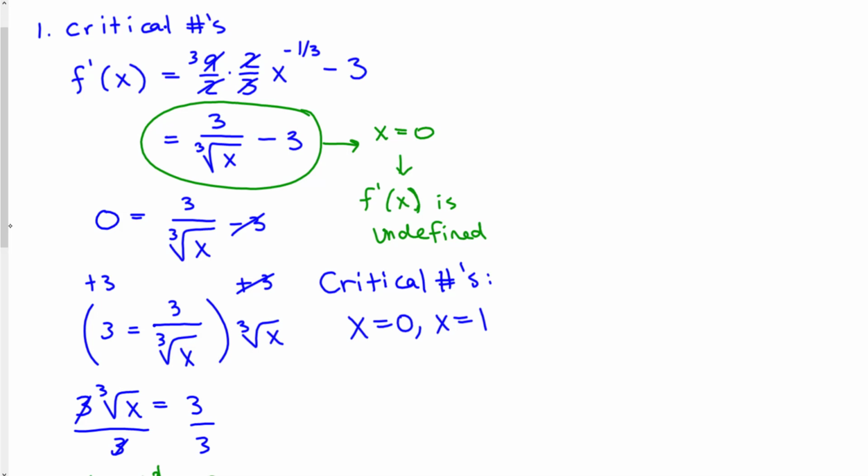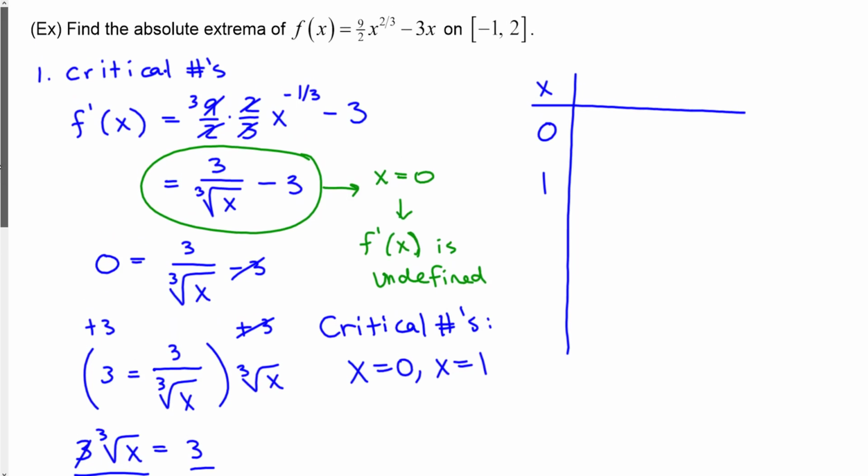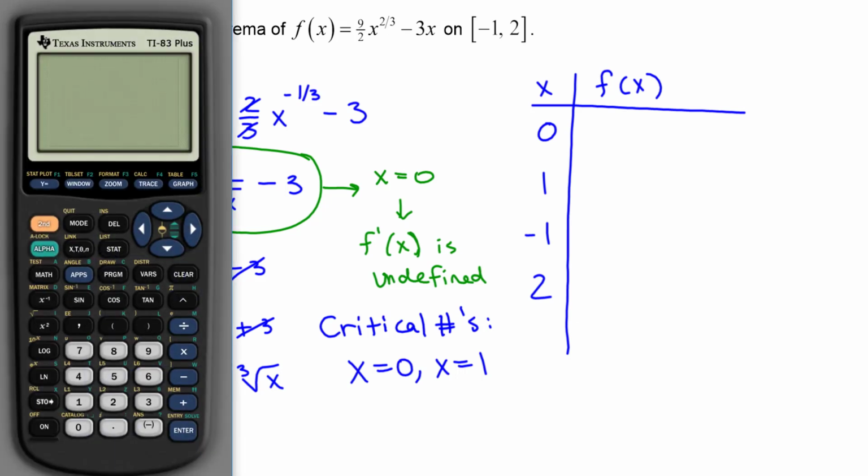Now, that gives us all of our test values. So the test that we're going to do is take all of our x values that could be the location of absolute extrema. So 0 and 1 are the critical numbers, which could be relative extrema. But we also need to check the endpoints of our interval, which could be -1 and 2. And so I just need to plug each of these values into my calculator in order to figure out what their y values are.